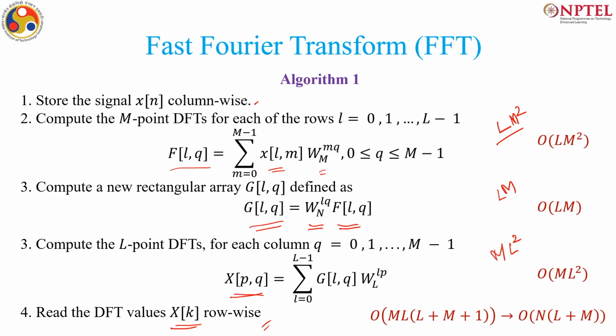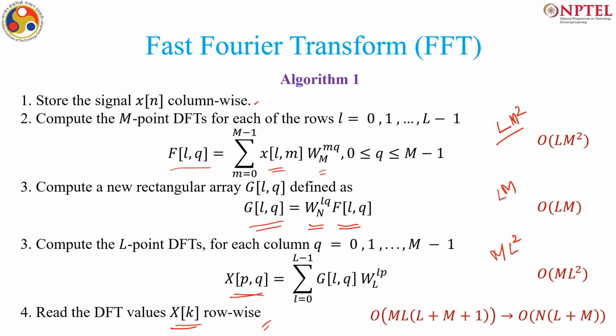Now, you must be thinking that here we are doing a lot of computations. We are first doing the M-point DFT of rows, then multiplying with a rectangular array, and then the L-point DFT again of the columns. So, won't it be more computation? Well, maths will give the answer. If I add these three, L M squared, L M and M L squared, and take M L common, it is L plus M plus 1. The 1 does not count in complexity. M into L is N, because that is the factorization we had done.